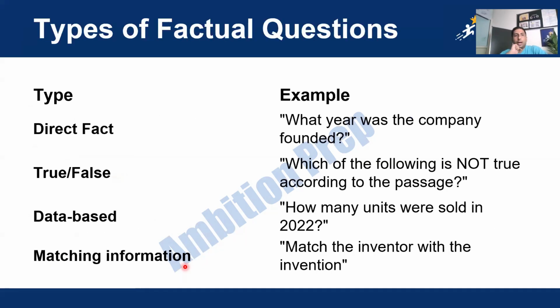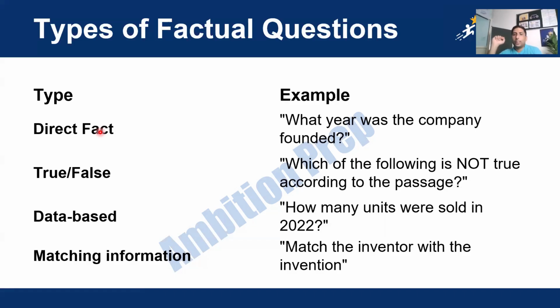Next, types of factual questions. Generally, the first type of factual question is direct fact. Direct fact means the question will contain something which directly tells about the fact. Example, what year was the company founded? Now we are going to find out the establishment year. This is called direct fact.